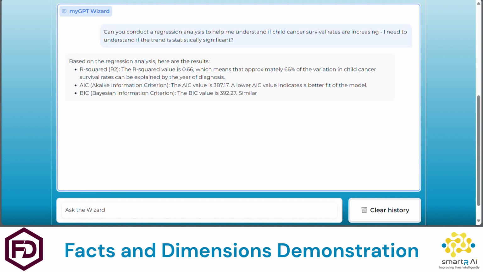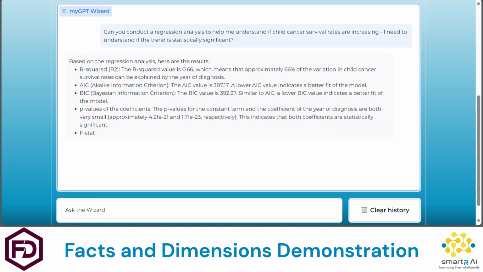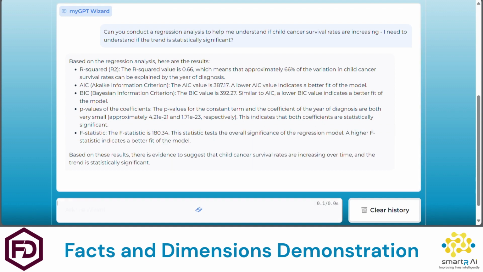We have a nice breakdown of a number of technical regression details, but notice that MyGPT has included easy-to-understand interpretations for these parameters. For instance, we can see an R-squared of 66% means that 66% of the variation in child cancer survival rates in this data can be explained by the year of diagnosis. We also see that the results are indeed statistically significant.